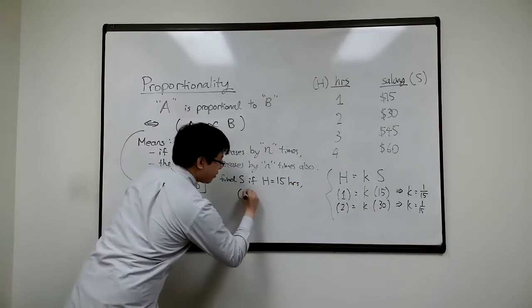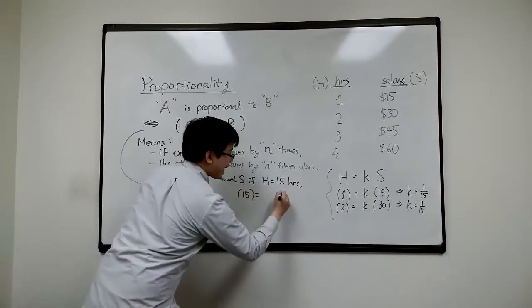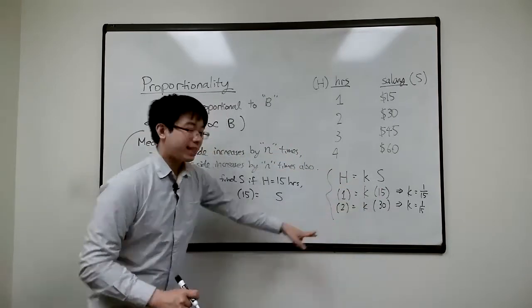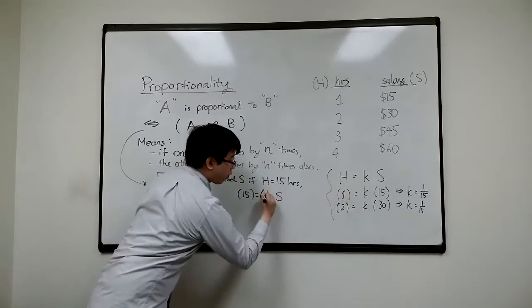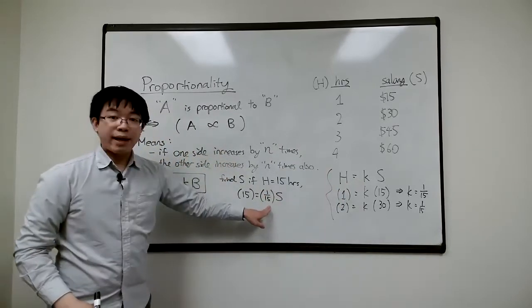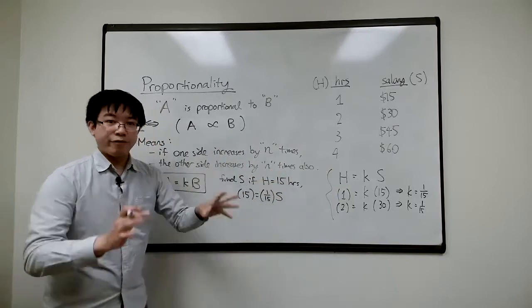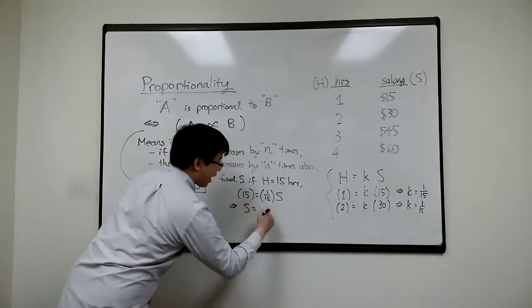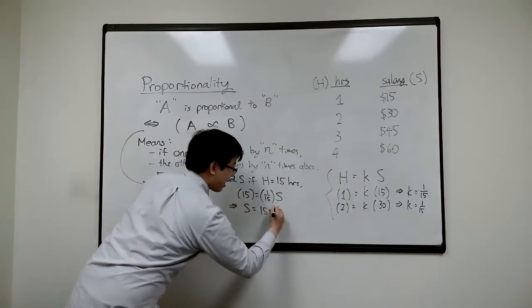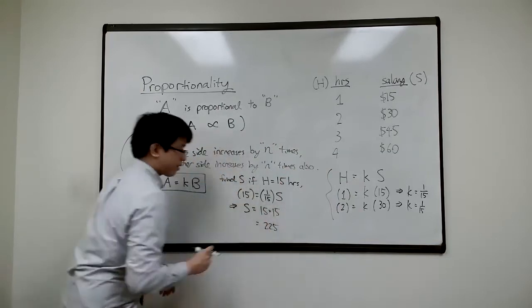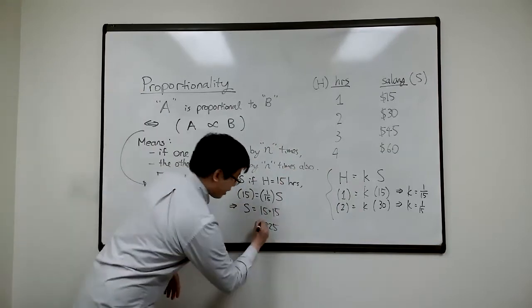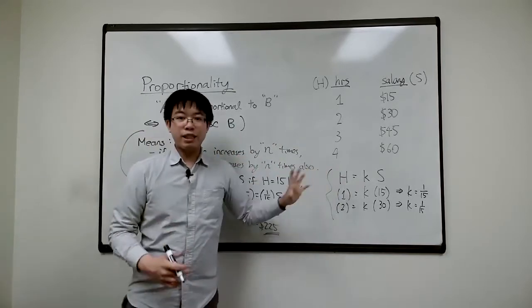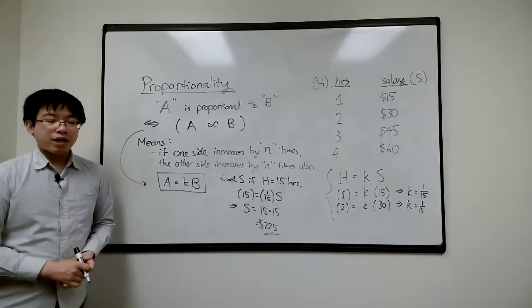Hours is 15, and I want to find S. Now we know that if H and S are always proportional, K is always the same. So we can be very confident that K will not change. We can use the same K if they are genuinely proportional. So now let's solve for S. S is 15 times 15, and that's 225. What's the unit? The unit is dollars. So you can use proportionality to predict things. That's the power of it.